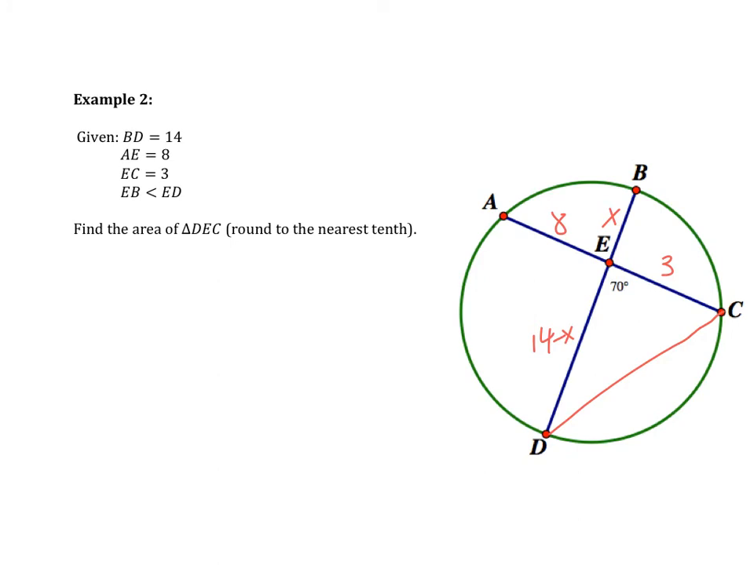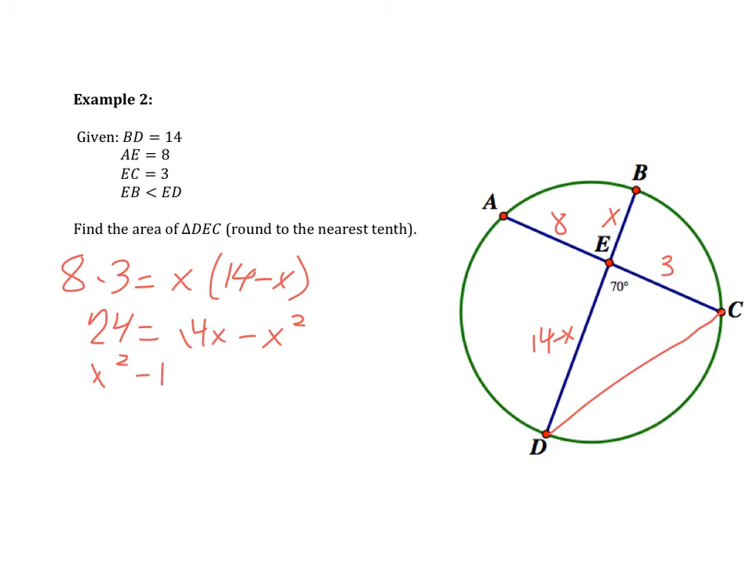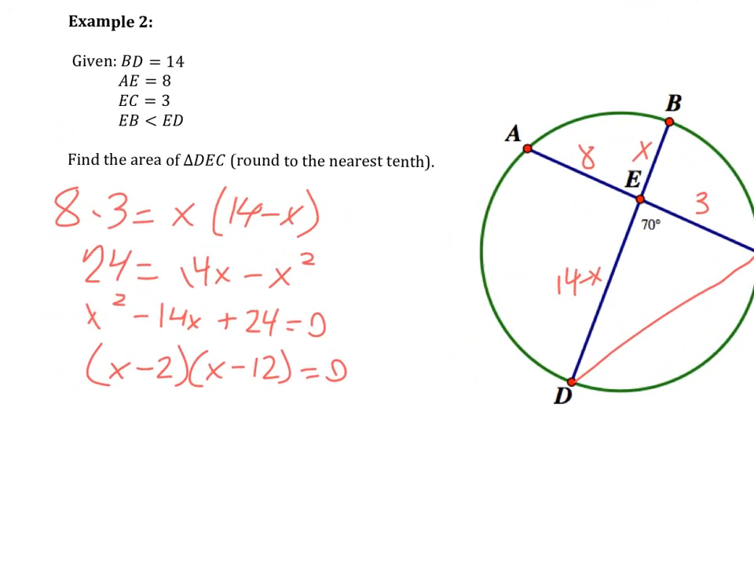This looks like a power theorem problem to me, so 8 times 3 equals X times 14 minus X. So 24 equals 14x minus x squared. So we're going to move that to this side. X squared minus 14x plus 24 equals 0, which factors into x minus 2 and x minus 12. So it looks like we have two possible solutions here. Oh boy. X could equal 2 or x could equal 12.